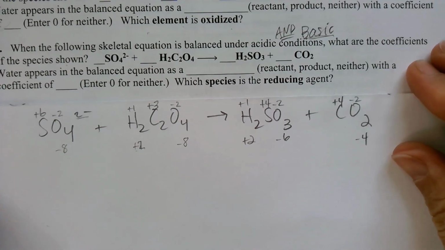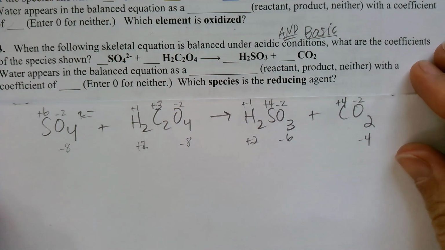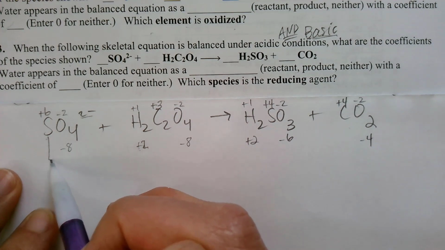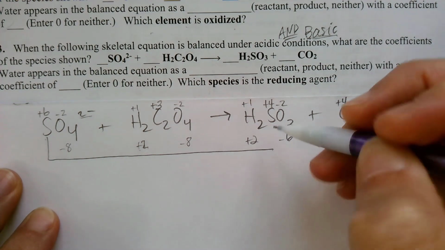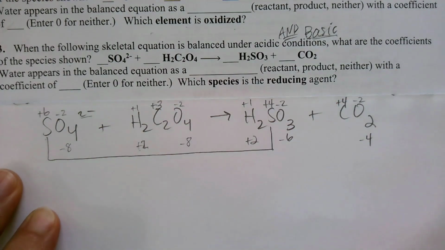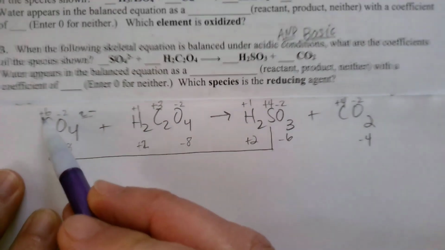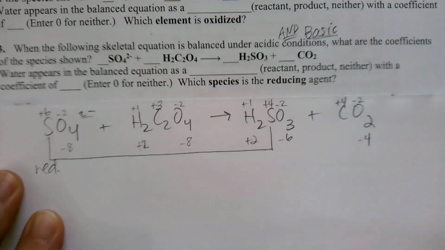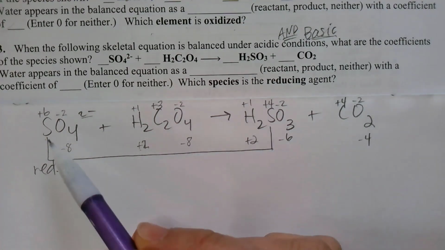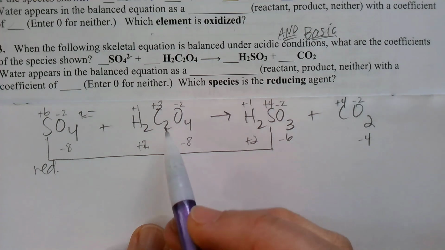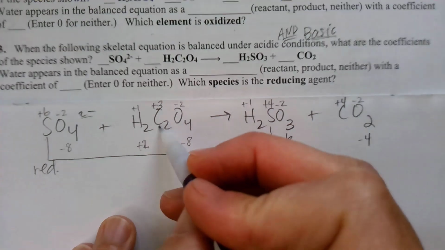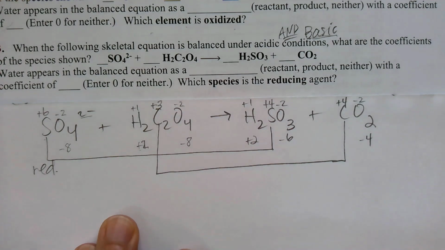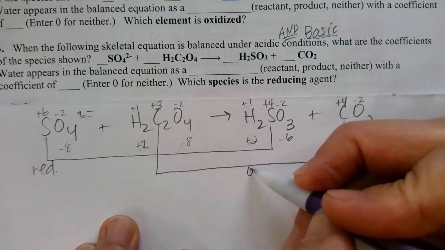Okay, let's look at who changed from left to right. My sulfur went from +6 to +4, so it's been reduced. Let's see what happened to my carbon. Carbon went from +3 to +4. It's been oxidized.